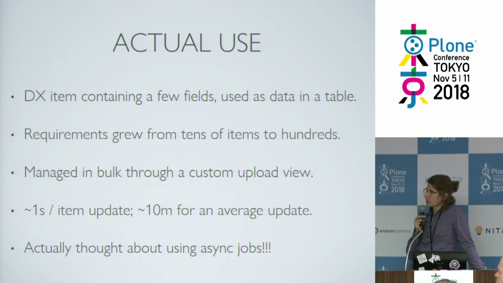And we wrote a custom view to import data, and it was very slow because this was also a big portal, and it took about 1 second to add or update one item. And the average data set was something about 300 items. And it's really frustrating to manage data in this way if you have to go away for 10 minutes. And we even thought about using asynchronous jobs, and that's where red flags and red lights started.